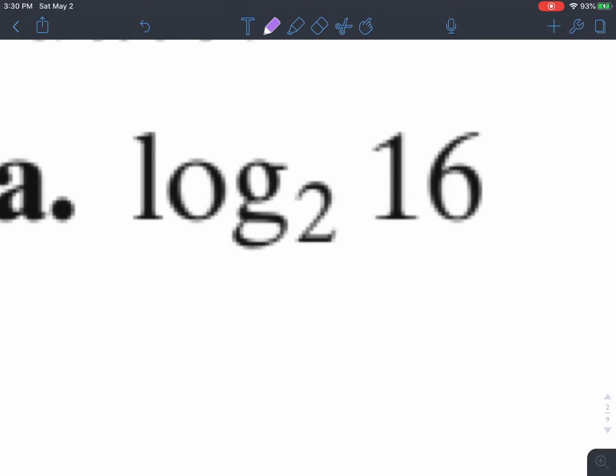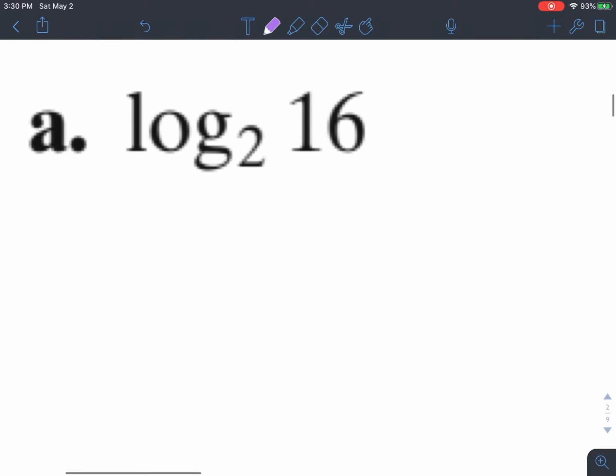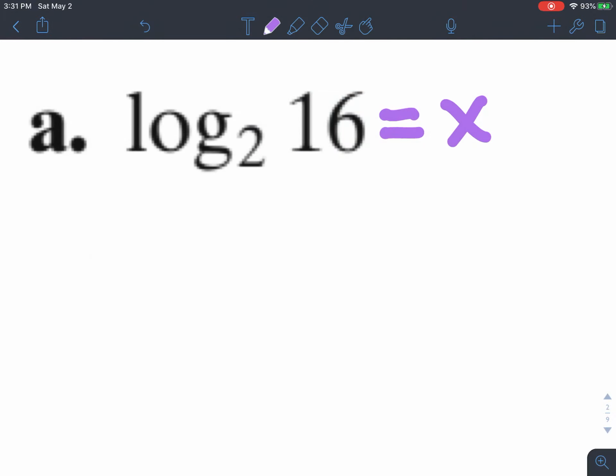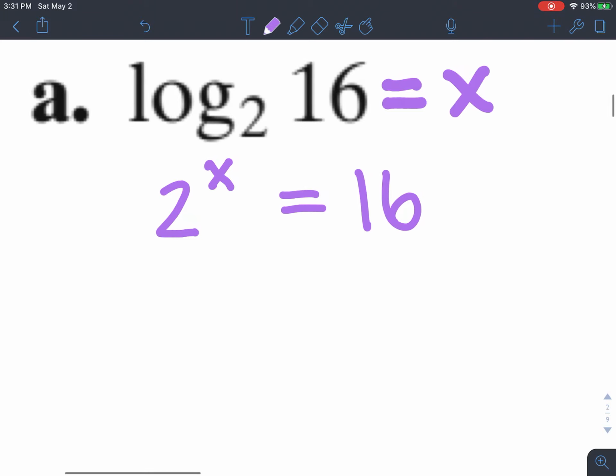So remember I said that the answer to a log is an exponent. So let's take a look at this one, A. Log base 2 of 16. There are a couple ways you can do this. In the beginning, it might be helpful to just say this equals x, and then change it into an exponential: 2 to the x power equals 16. Then think about what the x must be.